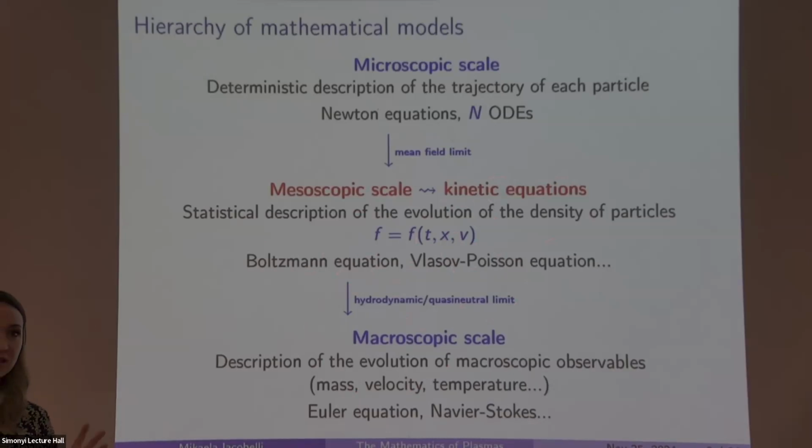We have quantities that make sense statistically, but are not accessible to measuring. Instead, we have the macroscopic scale, that is the scale of everything that is accessible to physical observation. And indeed, you see here, we have time, the position, and the velocity. And the presence of this velocity accounts for the name kinetic theory.